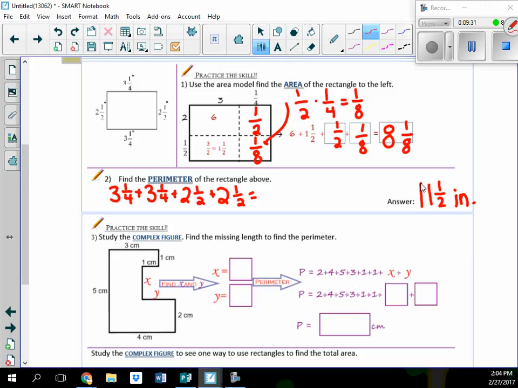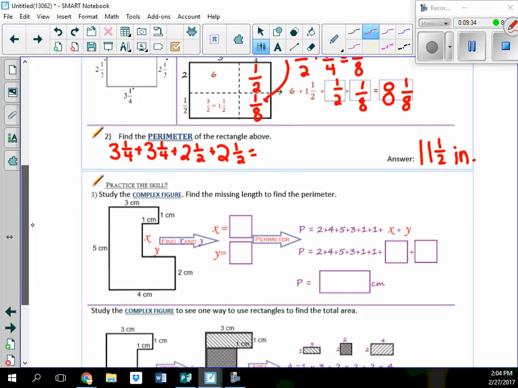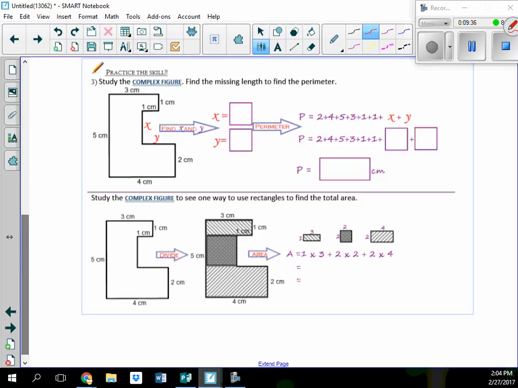Okay, so let's go down, and we're going to dig into some new stuff here. We need to find the area of this complex figure. You might also hear it called a composite figure. So we need to find the missing length to find the perimeter. We are missing the lengths for x and y. I'm going to show you how I find x, and then you're going to work to find y. So I'm looking for the value of x right here.